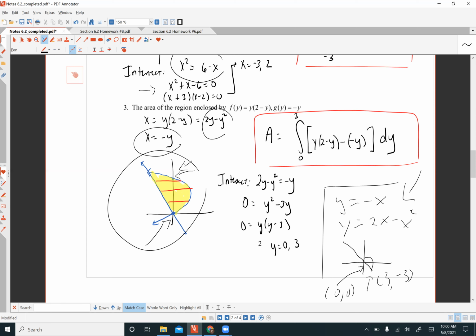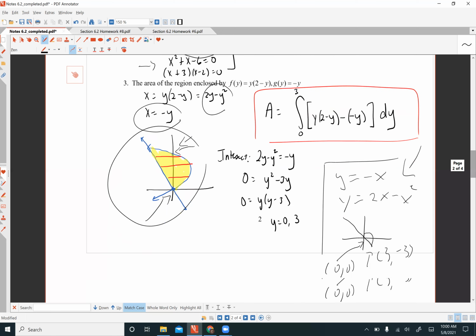So when y equals 3, x equals 0. Okay, and then we just subtract off. In this case, the parabola is above the line y equals minus x, so we just subtract: y times 2, 2 minus y, subtract off minus x, and the limits of integration are from 0 to 3. So those are the 3 problems that I'm going to go over from the notes.